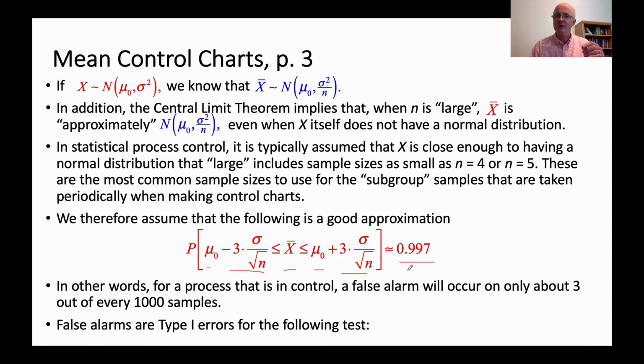False alarms are also related to hypothesis testing. This is my brief connection to hypothesis testing beyond what I've said so far. They're essentially type 1 errors of the following test, where the null hypothesis is that mu equals mu0, and the alternative hypothesis is that mu is not equal to mu0. By rejecting the null, essentially, when the null is true, we're making a type 1 error. That's the same as a false alarm.